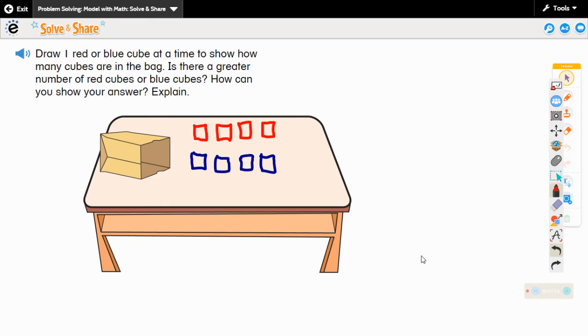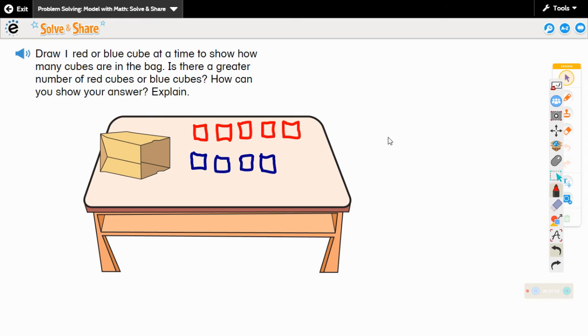Do you remember what that's called? Is that greater than, less than, or equal to? It's equal, isn't it? We have an equal number of red and blue squares. Okay, let's draw one more red square and then we will be finished with this page today. Draw one more red square. Now how many red squares do we have? 1, 2, 3, 4, 5 red squares. How many blue squares do we have? 1, 2, 3, 4 blue squares.